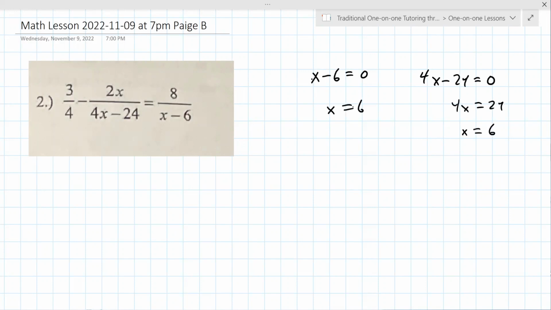equals 6. These are the answers that it cannot be. This is your domain restriction. Did you talk about that in class? Yes. Okay. And you don't wait until the end, because if you wait until the end, you'll forget. So you do it from the beginning.